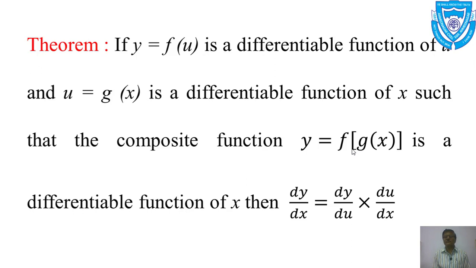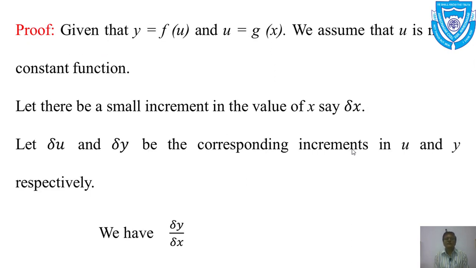So if y is a function of u, and u is a function of x, the derivative of y with respect to u means dy by du exists, and the derivative of u with respect to x means du by dx exists, then we can prove that y is a differentiable function of x and dy by dx is given by this formula. Let us read the proof of this result.